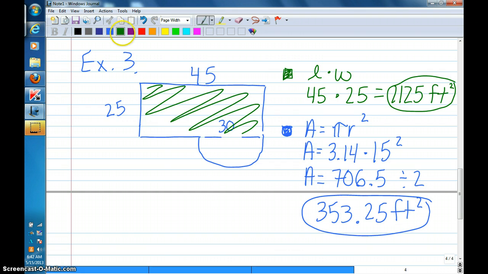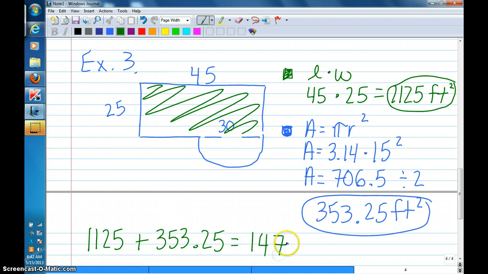So I found the half of a circle, I found the rectangle. I'm going to go ahead and add them up. 1125 plus 353.25. The area of the whole lawn is 1,478.25 feet squared. Now let's go back and see what they're asking us.